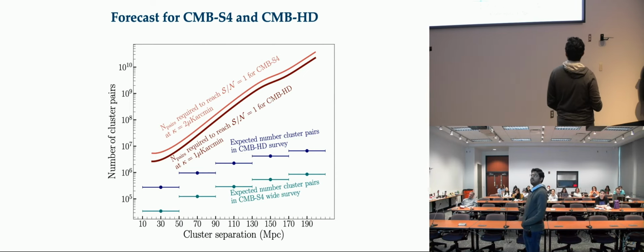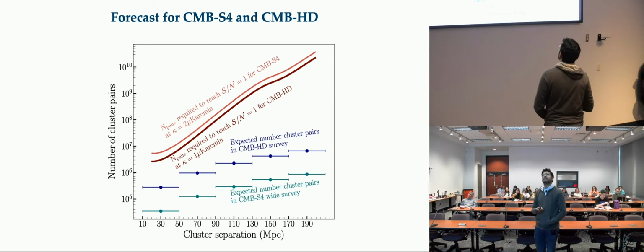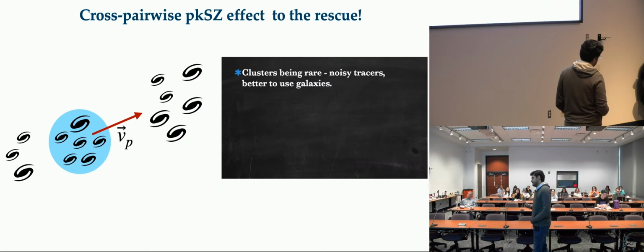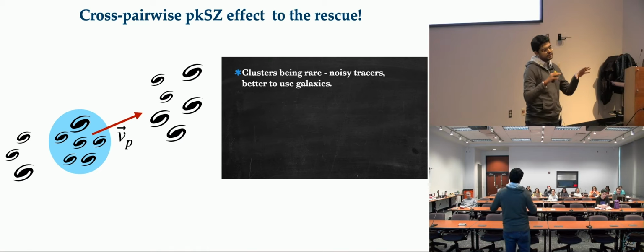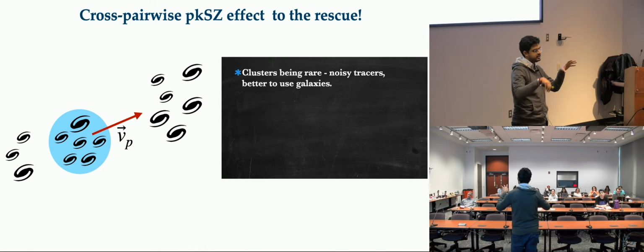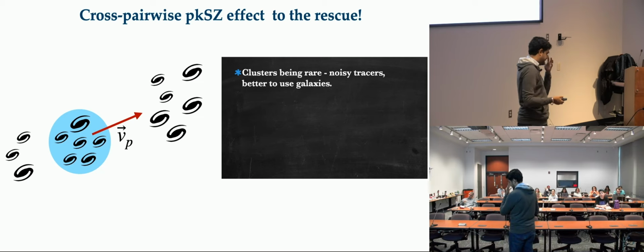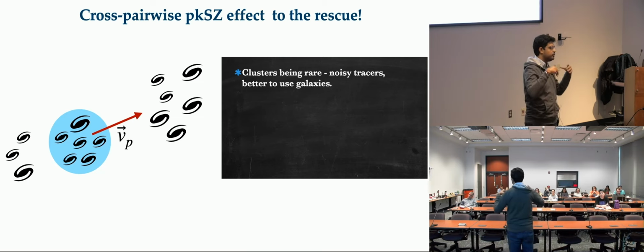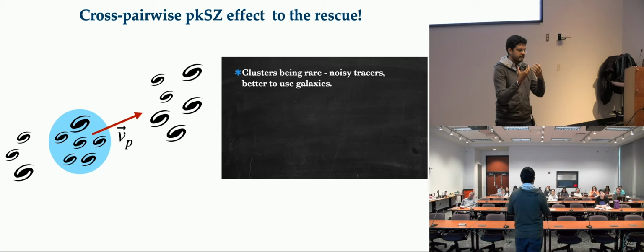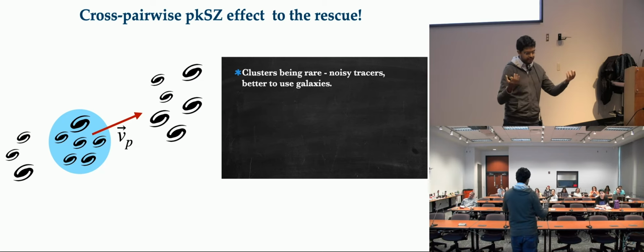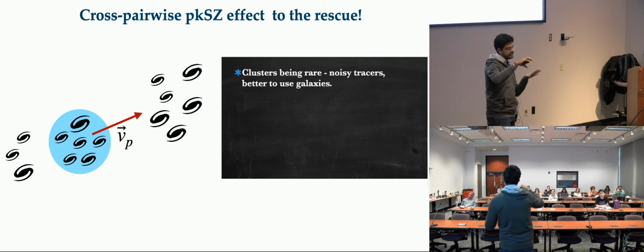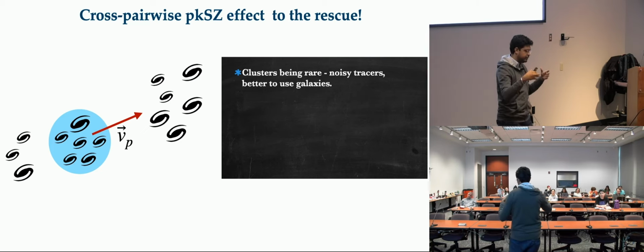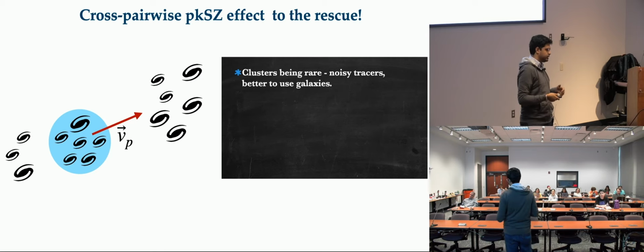But fortunately, we can do something better here. What we did next is realize that you don't need to pair a cluster with another cluster. You can actually pair a cluster with surrounding galaxies. And what is the advantage in that? The galaxies are more numerous, so they are a better tracer of your underlying gravitational potential. And so when you pair many such galaxy-cluster pairs, you end up getting a better signal-to-noise ratio.